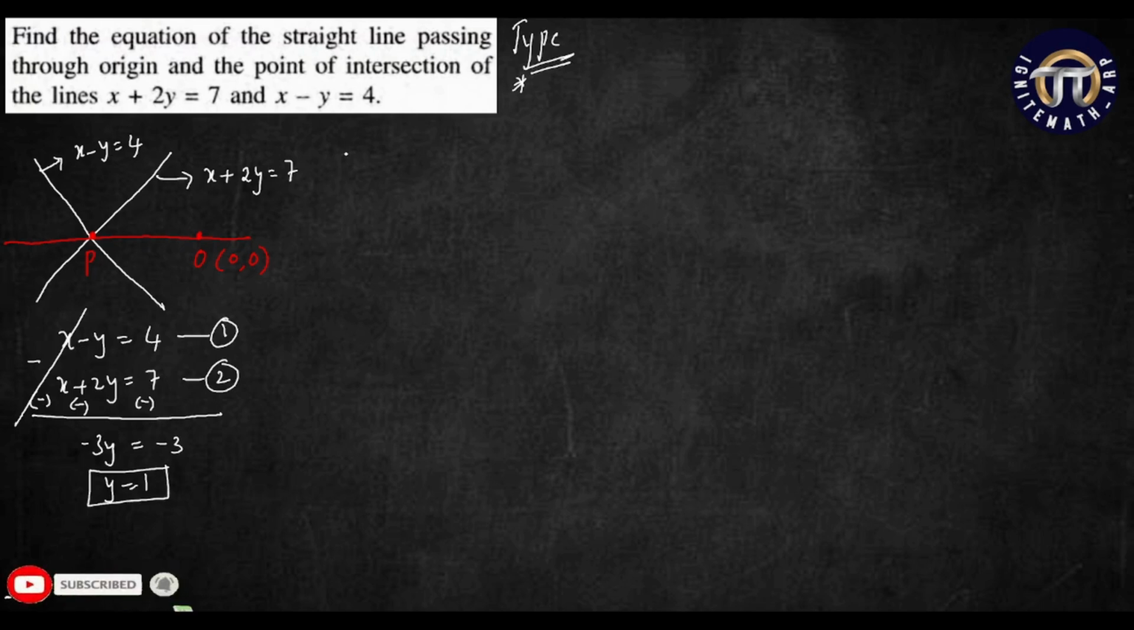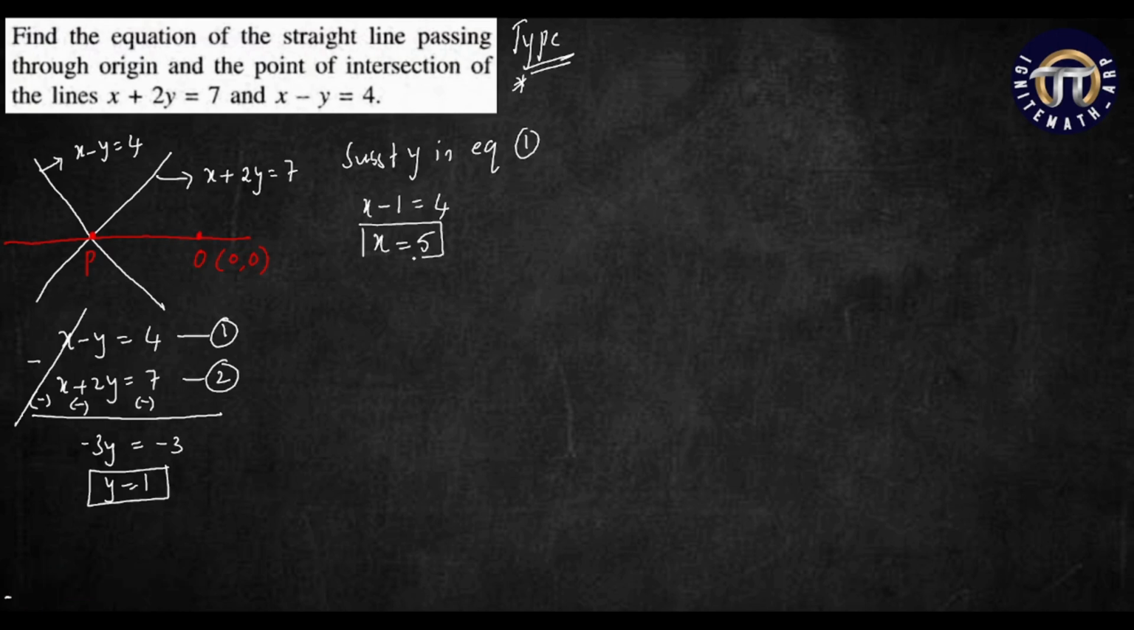Now what do I do? Substitute y in equation 1 or equation 2, anything. So equation 1: x minus 1 is equal to 4. Then x is equal to 5. So what is my answer? If I consider this point as x comma y, then the coordinates of point P, that is the point of intersection of the given two lines, would be 5 comma 1.